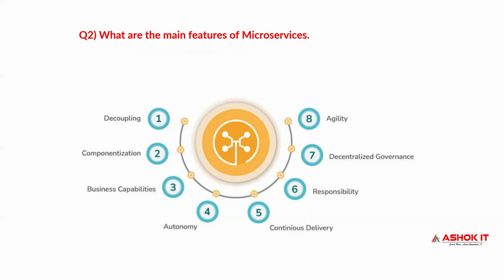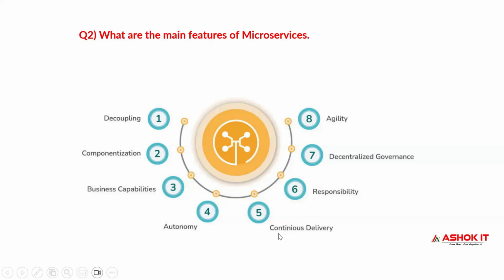The second one is componentization. Componentization means microservices are viewed as independent components that can easily be exchanged or upgraded. The third one is business capabilities. Microservices are relatively simple and only focus on one service. Next is autonomy, or team autonomy. Each developer works independently of each other, allowing for a faster project timeline.